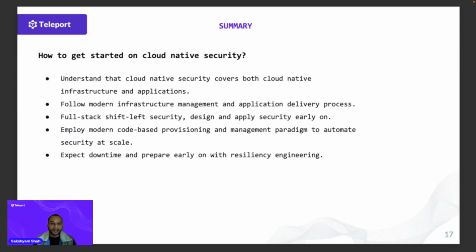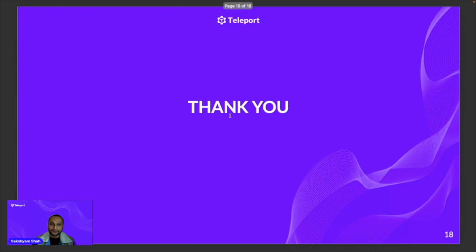The fourth one is to employ modern code-based provisioning and management paradigms. Code-based configuration patterns help to automate security at scale. And finally, when you think about cloud native security, you have to expect downtime and prepare early on with resiliency engineering. So that's it. This is the whole summary of the overview to cloud native security. I hope it was informational and valuable to you.